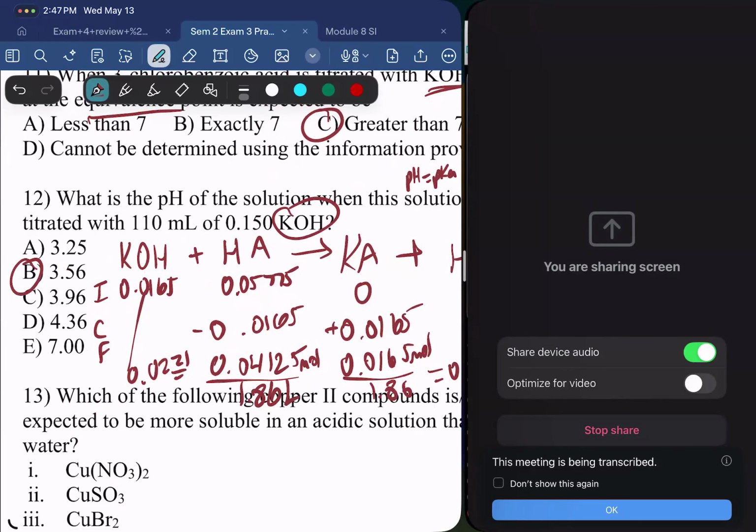So I went through that really slowly with you guys, but when you do it on the exam, try your best to go faster than how I'm doing it. Make sure you recognize what you have and work at it fast. Does anyone have any questions about 12?